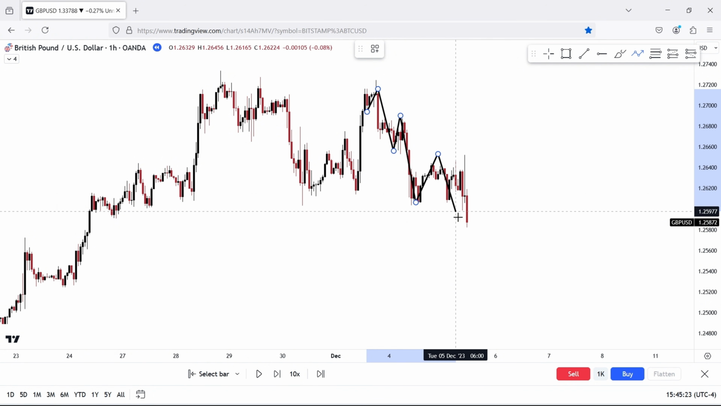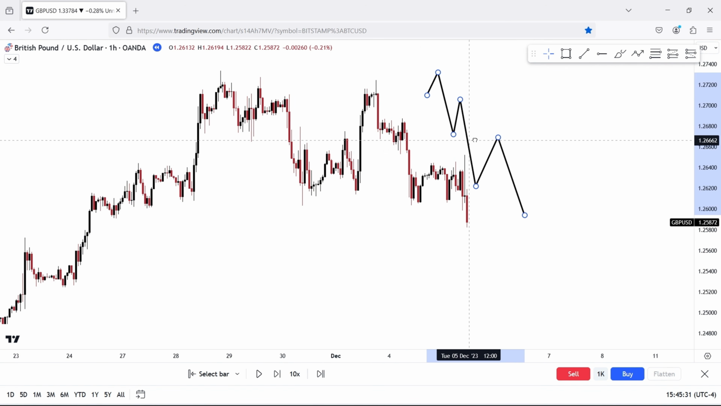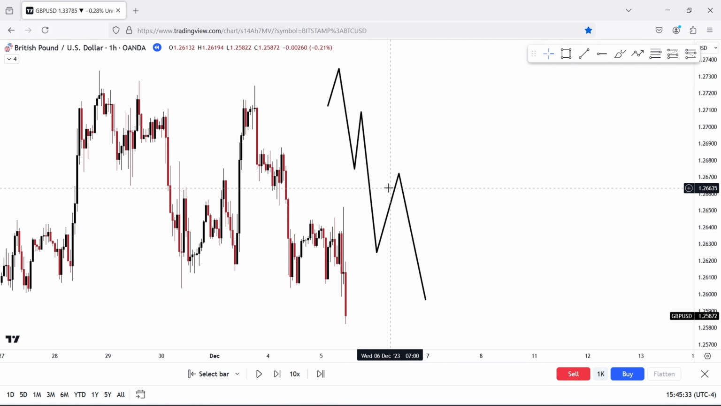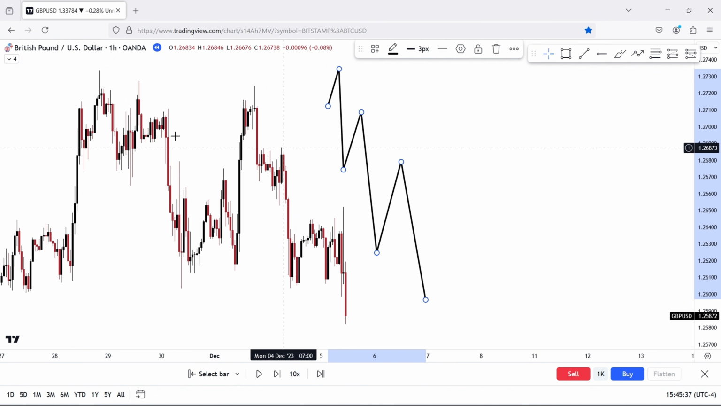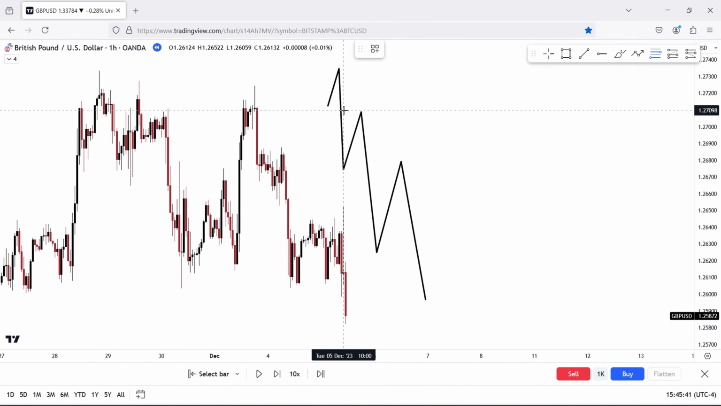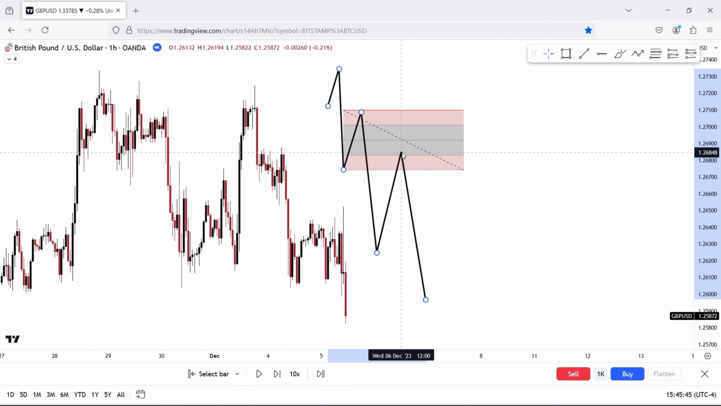Price retraced, came back inside of the range, and came back down. So what type of structure is this? This is a support and resistance structure. And again, even if price does retrace, as long as it doesn't pass the 50%, which would mean that price is now going to the other extreme, as long as price does not cross the 50% line, this is still a support and resistance structure.